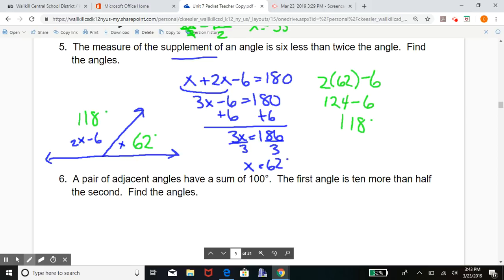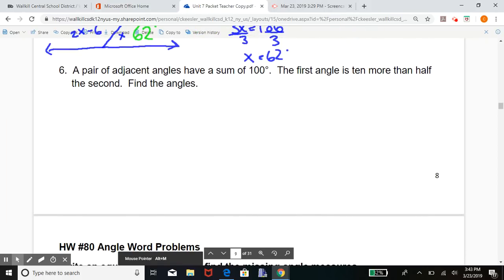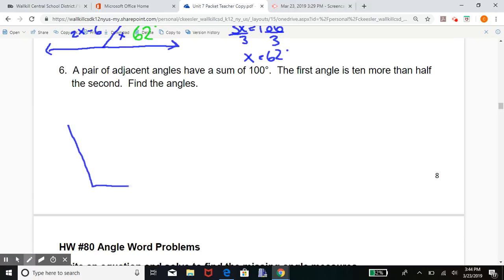Together, the 118 and the 62 would be 180 degrees, which means they are supplementary. Okay, lastly, we have a pair of adjacent angles. Now remember, adjacent means just next to each other. It does not mean that they have a sum of 180 or a sum of 90. And in this case, it says a pair of adjacent angles have a sum of 100. So what I'm going to do is draw an angle that is a little bit more than 90 degrees. I'm going to split it into two angles. And we're going to keep in mind that this whole angle is 100 degrees.